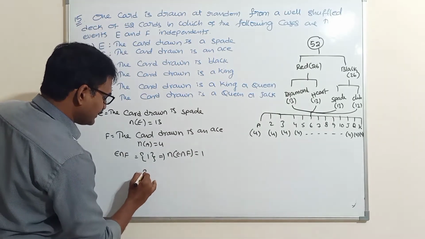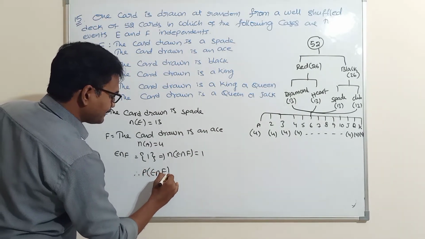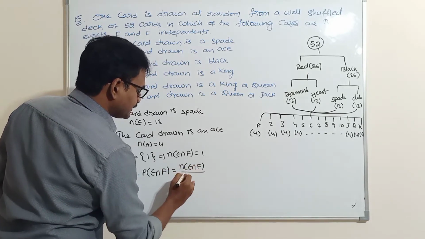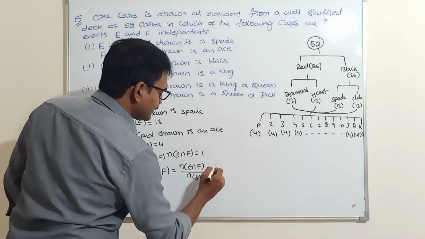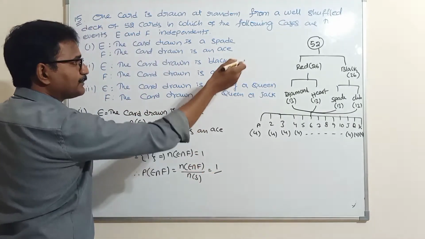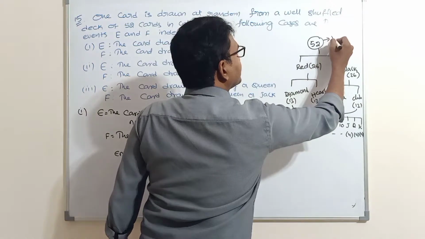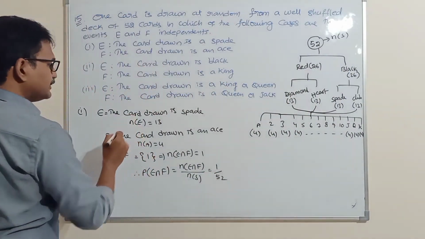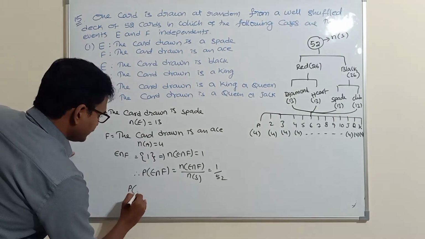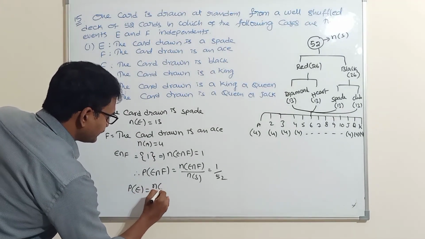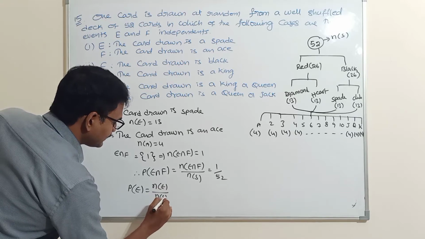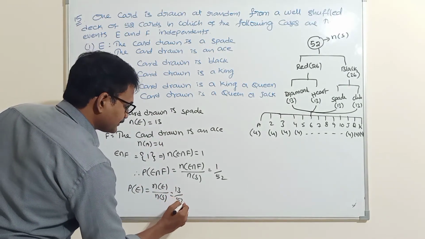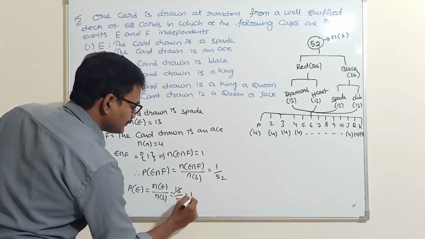Now if you take P of E intersection F, what is the formula? N of E intersection F by N of S. N of E intersection F is 1. So total number of sample points, how many are there? 52. Next, P of E. P of E means N of E by N of S. What is N of E? Number of spade cards. 13 by 52. 13 by 52 means 1 by 4.